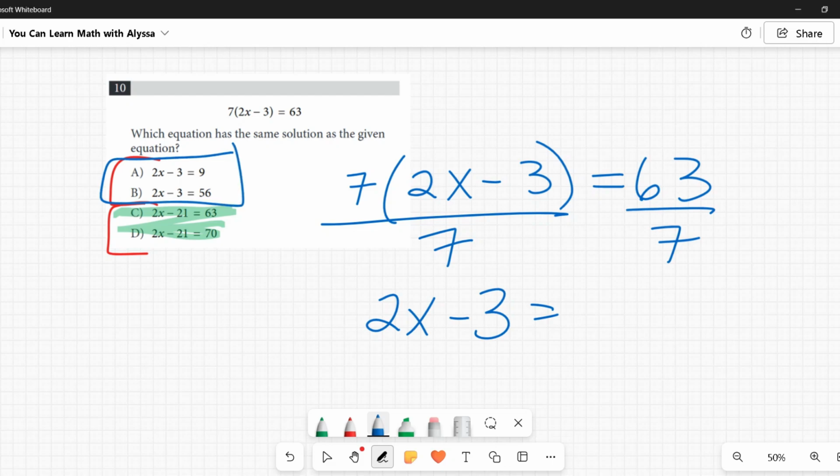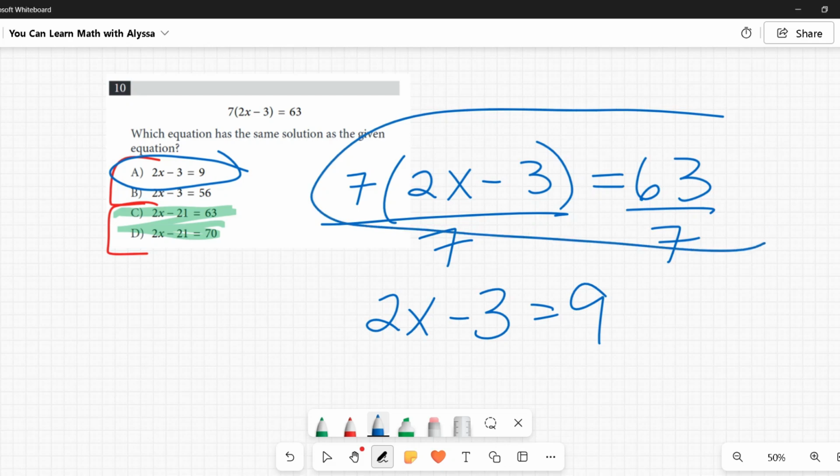And on the right, we have 63 divided by 7, which is 9. And ding, ding, ding, that is A. 2x minus 3 equals 9. So we don't actually have to solve for x. As long as I can manipulate this original equation into something that is identical to one of these 4, then I know that it will have the same solution because they will be the same equation at that point. So there we go. My answer is A.